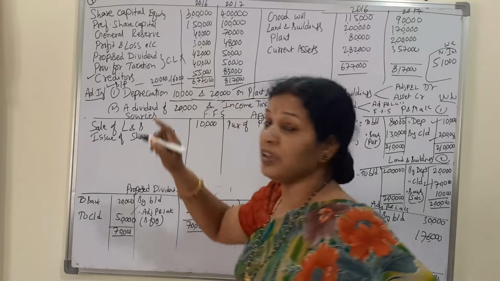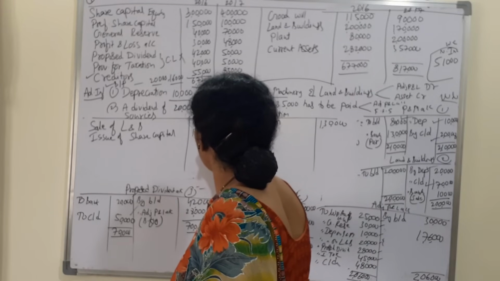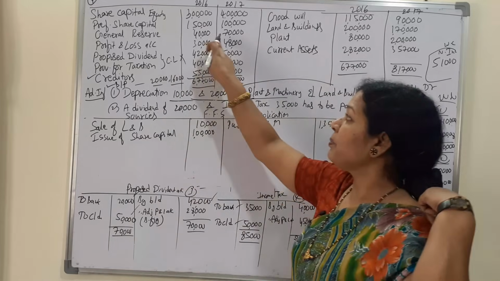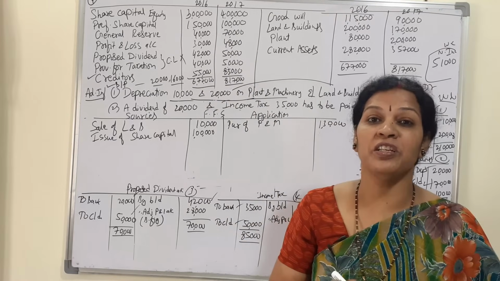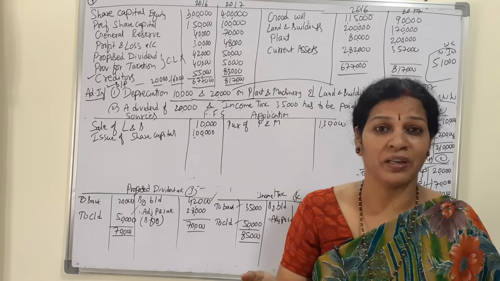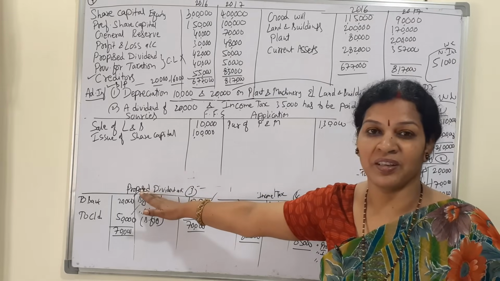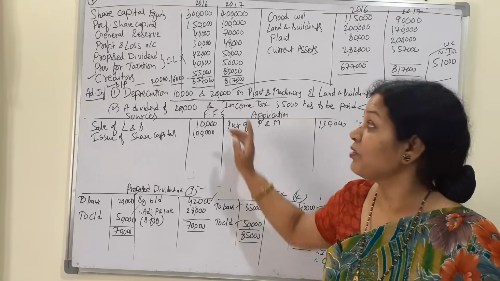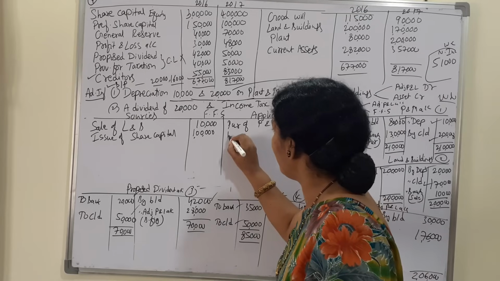How much are we issuing? 1 lakh shares we are issuing. Then after that, preference share capital. Preference share capital is decreasing. Decreasing means redemption. Redemption means paying it off. Whenever we are paying, whenever we are going for redemption, it's an application. Funds coming is source. Payment is application. So it's decreasing, means redemption of preference share capital.